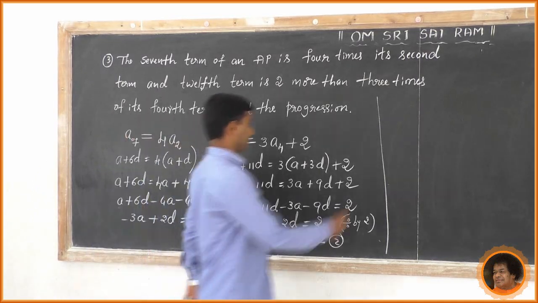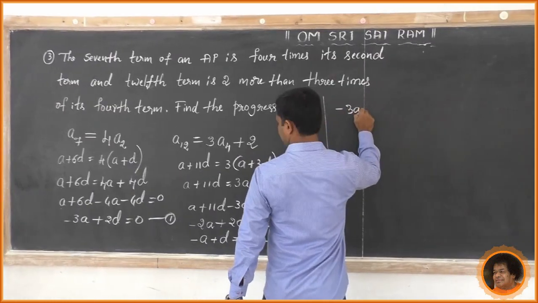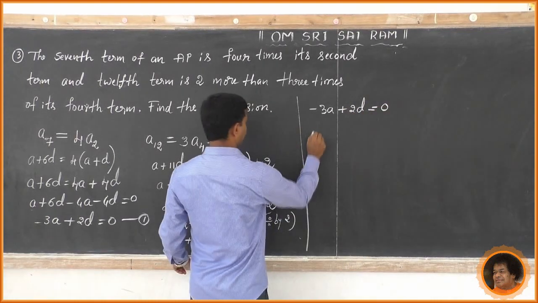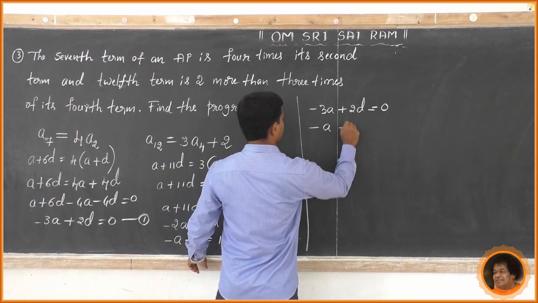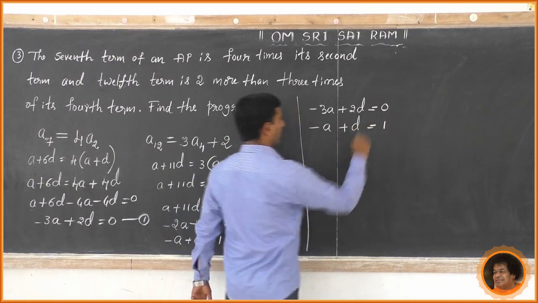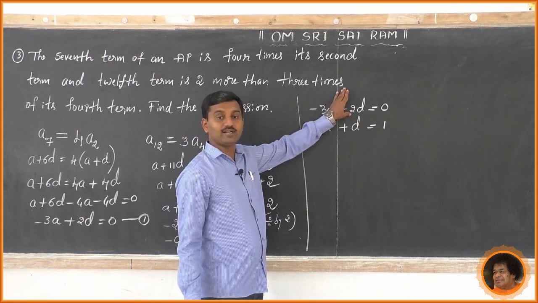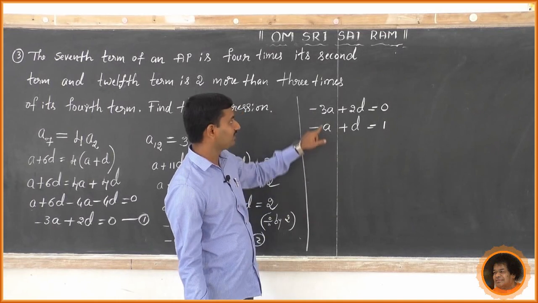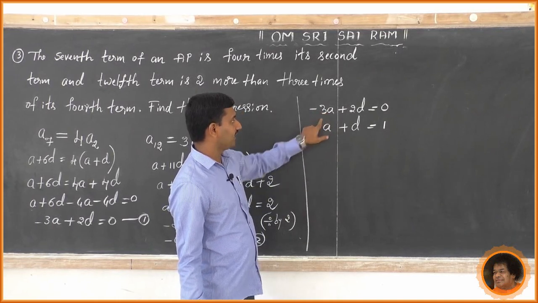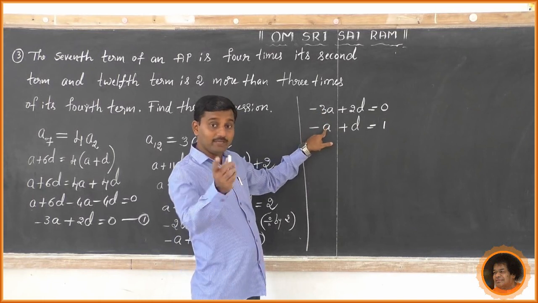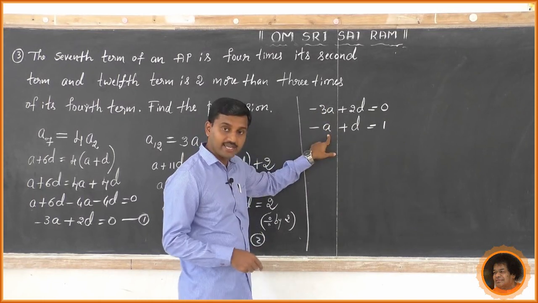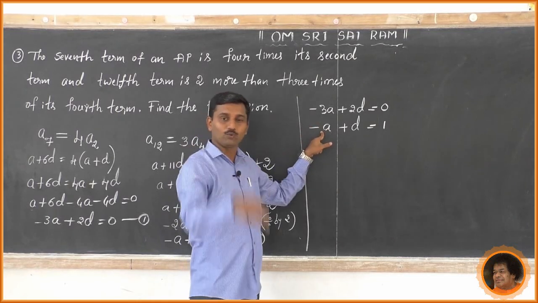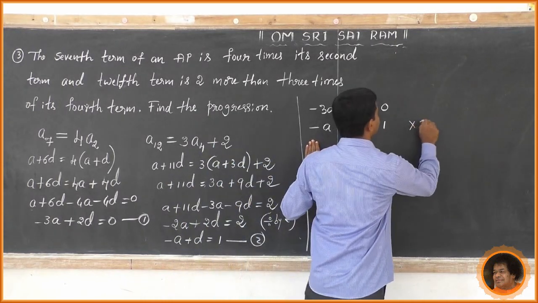Solve these two equations. Minus 3A plus 2D equal to 0. Next equation, minus A plus D equal to 1. This method is known as the elimination method. Now eliminate one of the variables, either A or D. Look at the coefficients. Here minus 3, here minus 1. To eliminate A, the coefficient must be 3. So how to equalize the coefficient? Multiply this equation by 3.